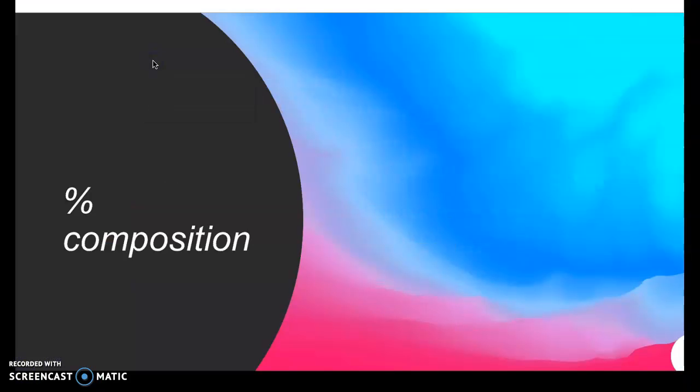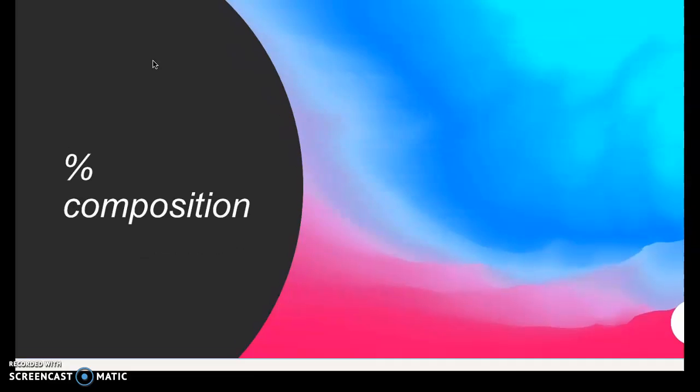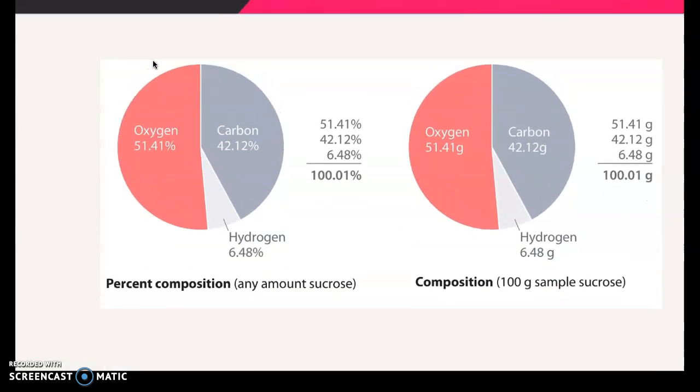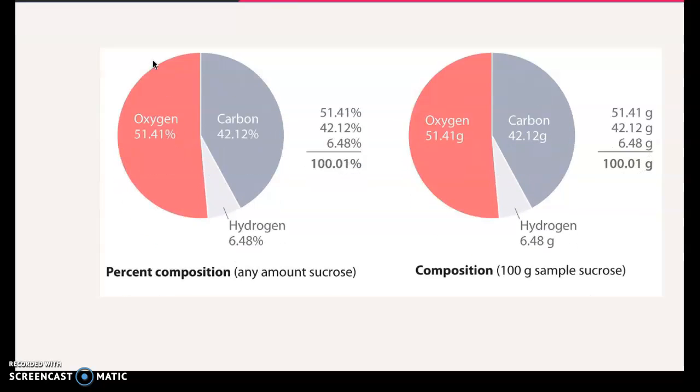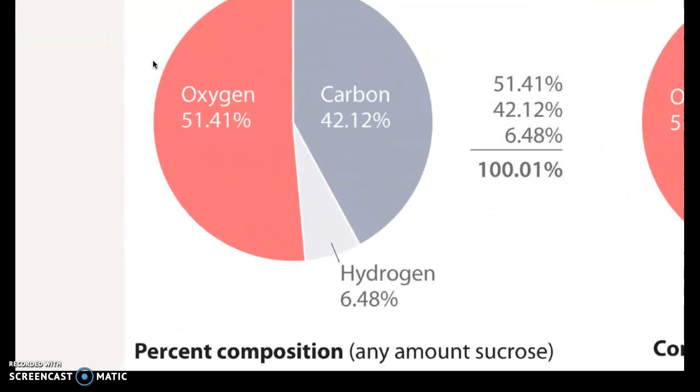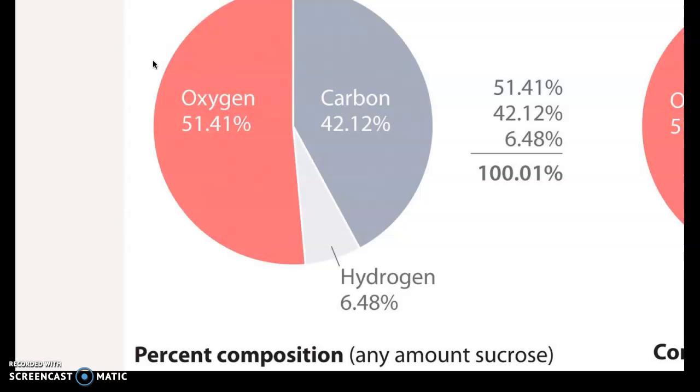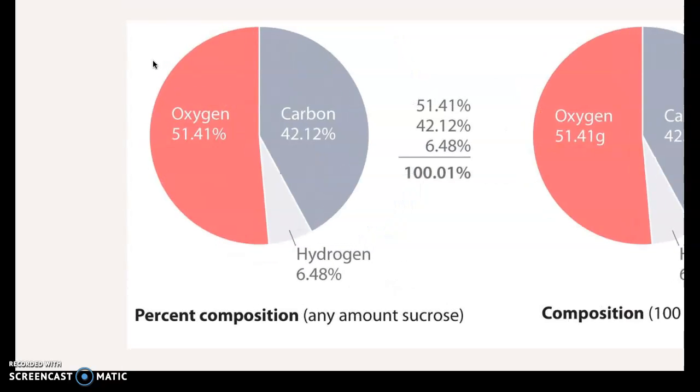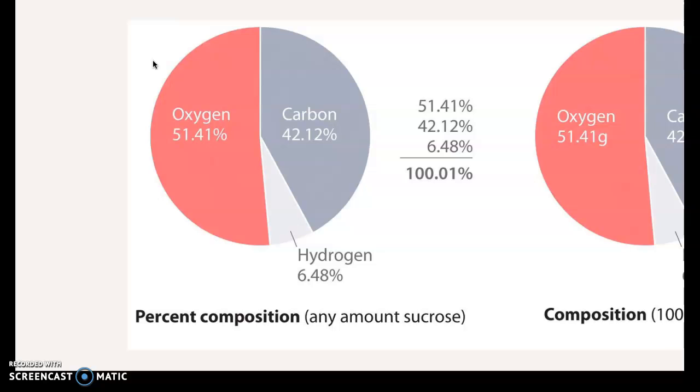Hi, this is a video about percent composition of chemical compounds. So for any compound, you can actually calculate the percent by mass of the elements that are in the compound. This example is sucrose, table sugar, and you can see that the percents of oxygen, carbon, and hydrogen all add up to about 100%.